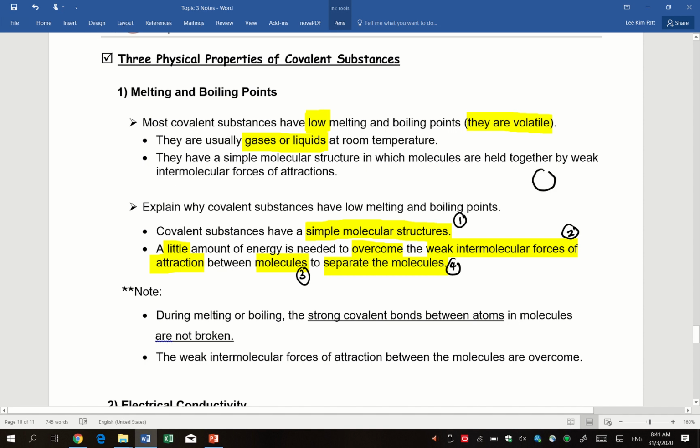So if I were to draw, let's imagine this is your water molecule, this is another water molecule. So what I'm looking at when I'm melting, or let's say I'm boiling your water, I am not actually breaking the bond between your hydrogen and oxygen. What I'm actually overcoming, we don't say break because this is a force of attraction, it does not really physically exist. So we use the word overcome. So what I am doing is that I'm overcoming this force of attraction during melting or boiling.